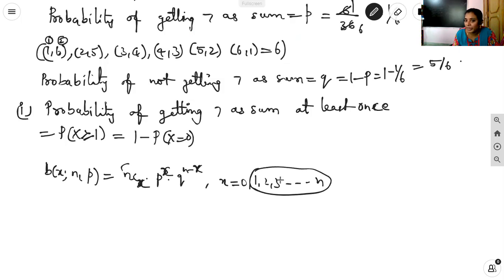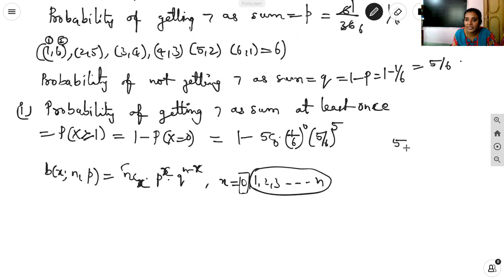It is too difficult to find the sum of 1, 2, 3, 4, 5. If the sum of all probabilities is equal to 1, in that only we can subtract the probability of x equal to 0. We are getting at least one, that is getting sum as 7. Okay. This is equal to 1 minus P of x equal to 0, that is 5C0 p power 0, p is 1 by 6 whole power 0, q power 0, q is 5 by 6 whole power n minus 0, that is 5 minus 0 is 5.